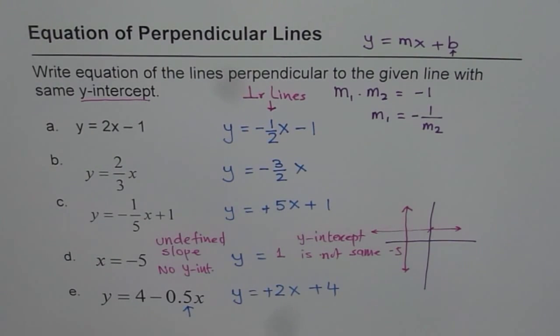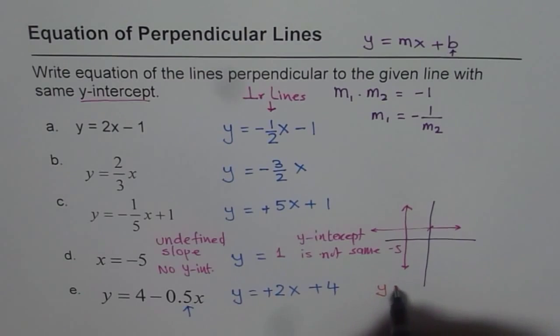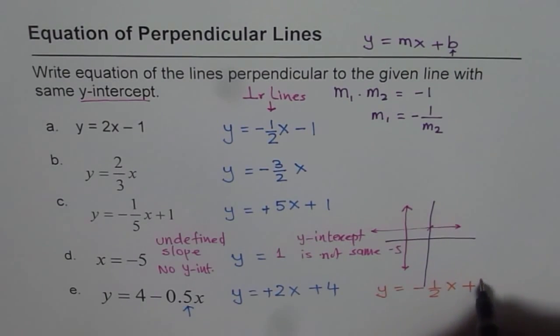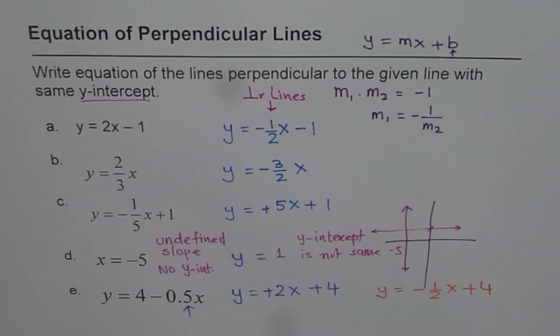It's kind of tricky. First rearrange it. So let me show you how I did it. Let me rearrange this. So this will be y equals minus of half x plus 4, right? Now you can do as we did earlier. Or you can use your calculator and divide 1 by 0.5, get the answer. So that is how we should do it, right?